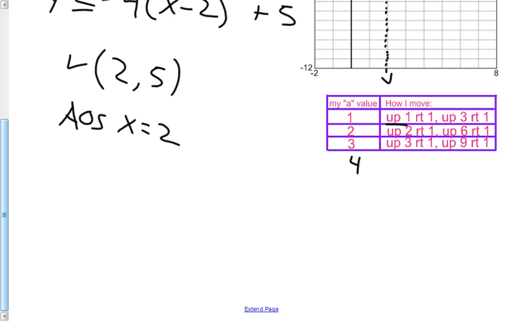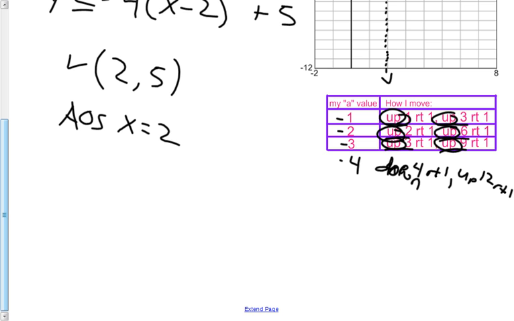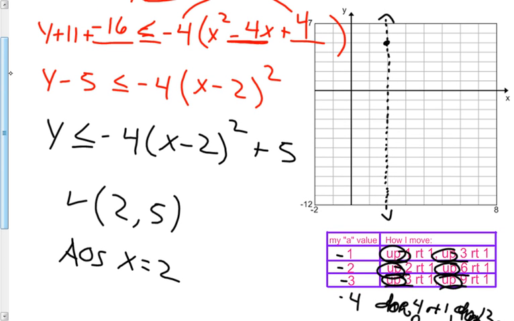If it goes up 1, up 2, up 3, this one's going to be up 4, right 1, and then up 3, up 6, up 9. Hopefully you know that this one would be up 12, right 1. So going with that, if it's now negatives, all of these turn to down. So from my vertex, you should have went down 4, right 1, down 12, right 1. So from the vertex, down 4, right 1, down 12, right 1. And then the same thing on the other side as well.